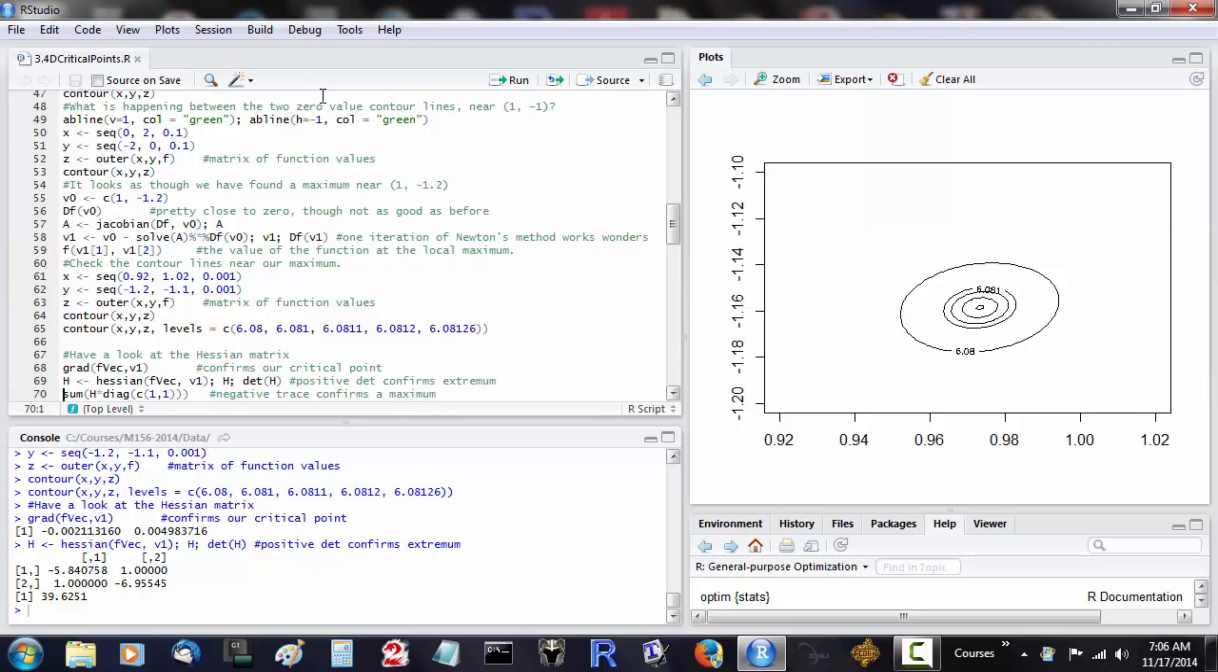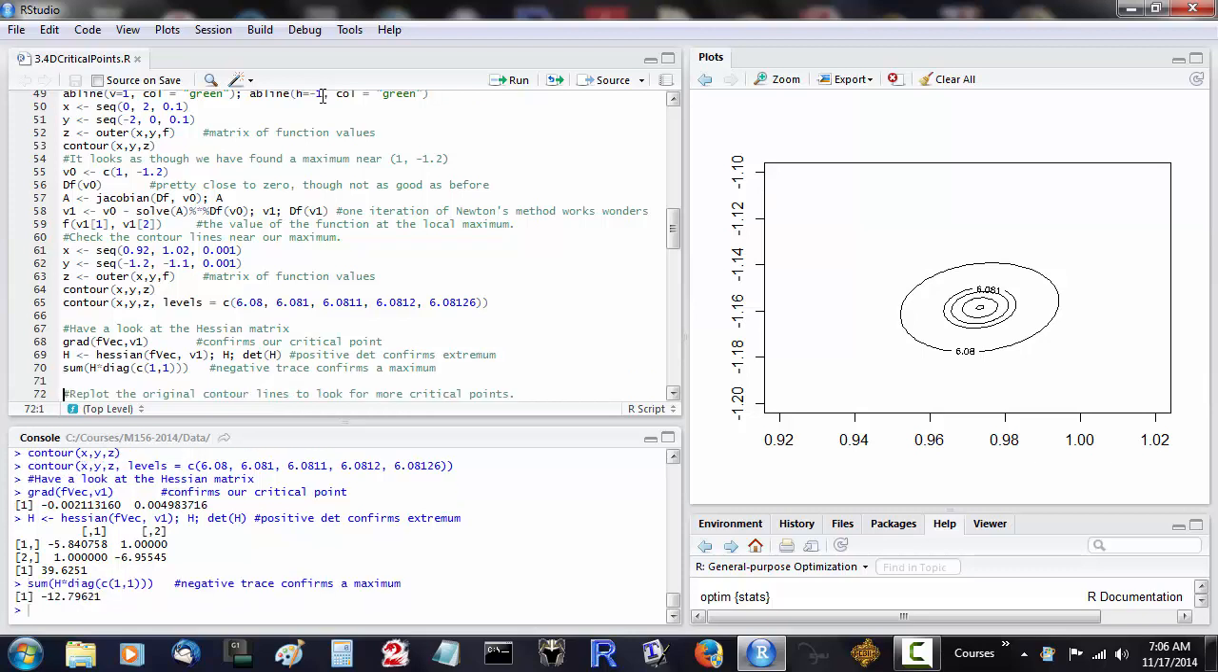It has a positive determinant. That means we have an extremum. The entries on the main diagonal are both negative. That means things are going down as we move away from the critical point, and we have a maximum.